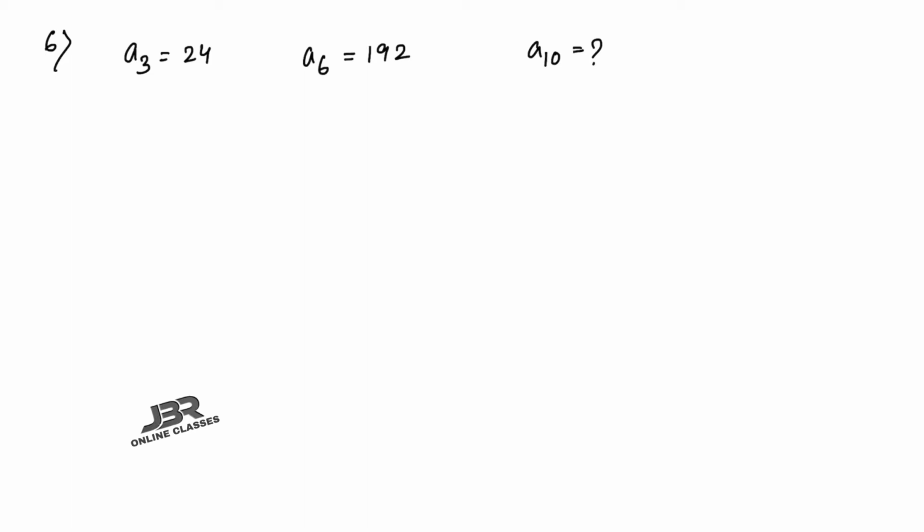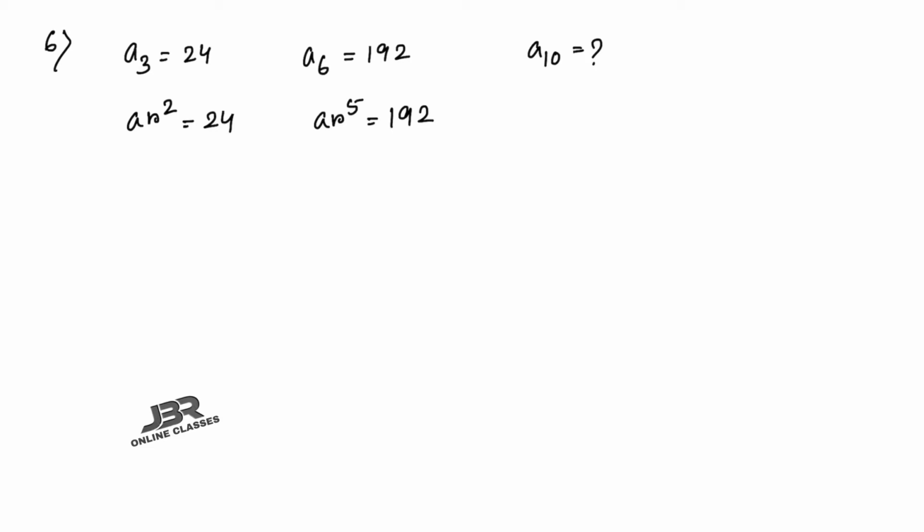Now you know the formula of A3. So write down here A R square, because A R to the power n minus 1. So that one equal to here 24. And A6 means A R to the power 5. That one equal to here 192.